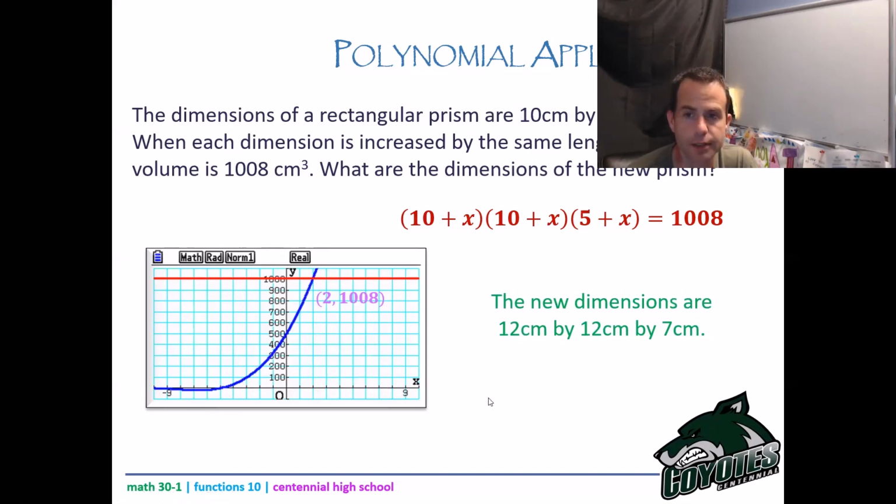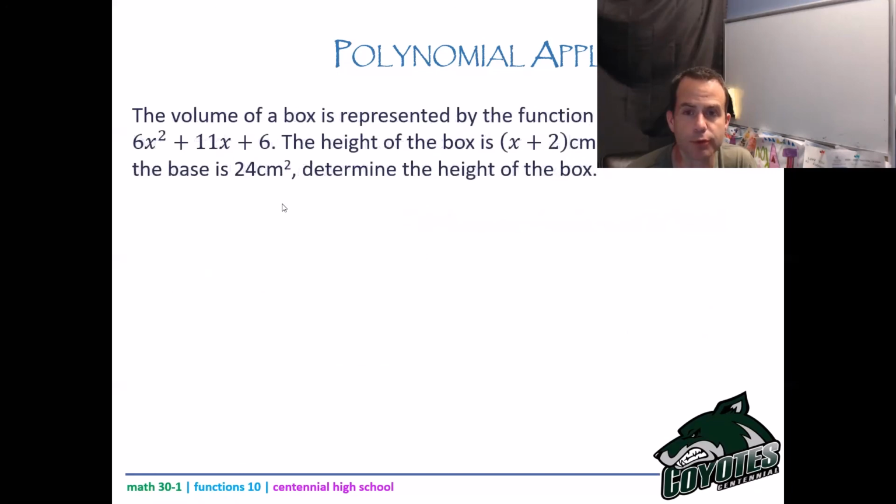Awesome. All right. You guys are getting to be pros at this. The volume of a box is represented by the function v of x equals x cubed plus 6x squared plus 11x plus 6. The height of the box is x plus 2. If the area of the base is 24 centimeters squared, determine the height of the box.